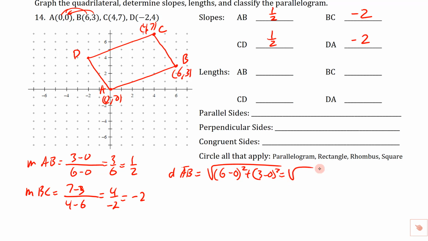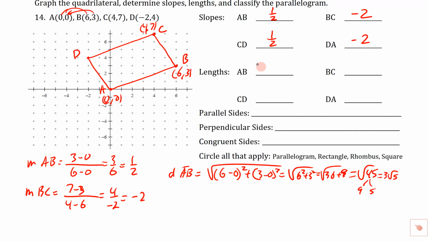So this is going to be the square root of 6 squared plus 3 squared. So that's going to be 36 plus 9. So we end up with the square root of 45. And I'm going to write that down exactly. So exactly, this would be a 9 and a 5. So this is going to be 3 radical 5.